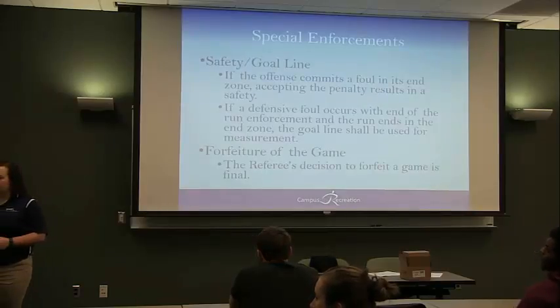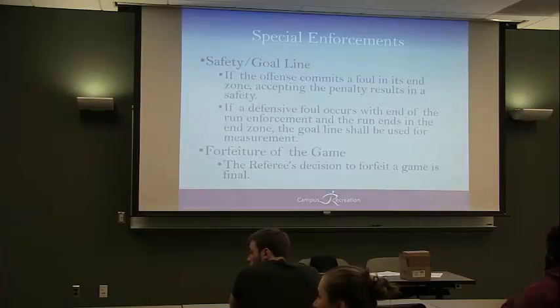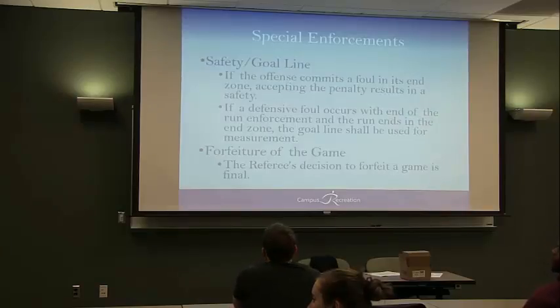Right? So if the offense commits a foul behind the basic spot, so the foul's in the end zone, they're already as far backwards as they can go. What's the only alternative to moving backwards? Safety. Okay?